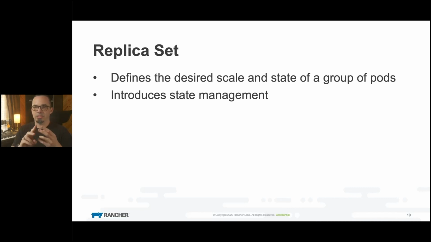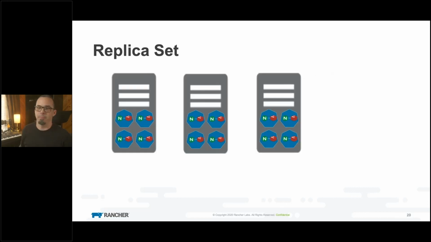State in today's class has two meanings. There's stateful and stateless applications, which we'll talk about shortly. And then there's the desired state and the actual state, and that's what Kubernetes ultimately does. Kubernetes understands the desired state and the actual state, and if they're not the same, it does whatever it needs to do to make the actual state reconcile with the desired state. So here we have 3 nodes.